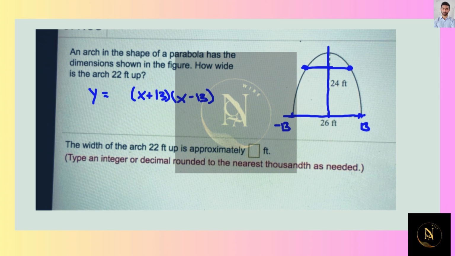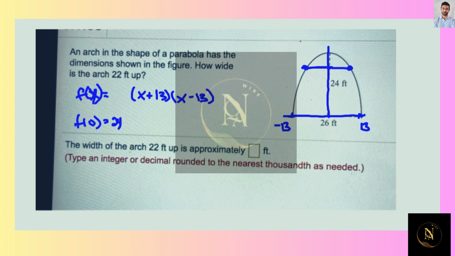And if it's 24 feet tall, we know that it would have to be true that, if I think of this as f of x instead, f of 0 would have to be 24. Okay? So what is the model here?